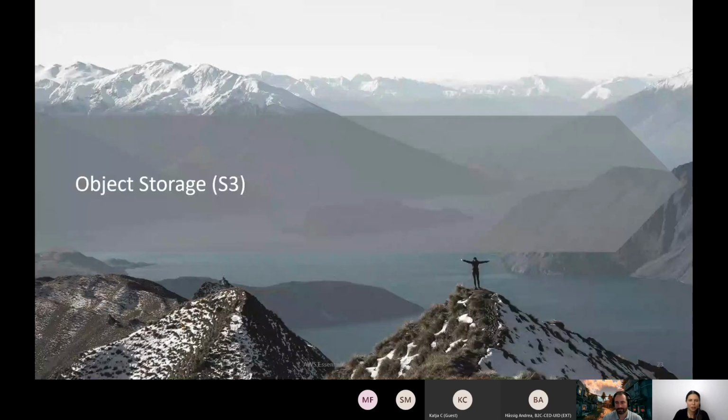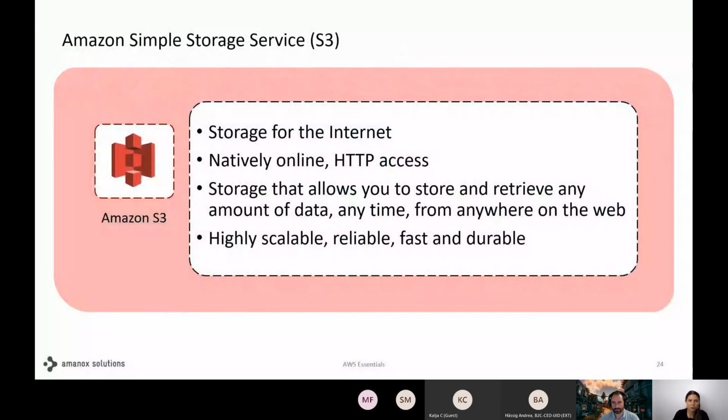And we're going to talk about an object storage service, which is called S3, and it stands for Simple Storage Service. This is designed to make web scale computing easier for developers. It provides a simple web service interface that can be used to store and to retrieve any amount of data at any time from anywhere on the web. It gives everybody access to the same highly scalable, reliable, secure, fast, inexpensive infrastructure that Amazon uses to run its own global network of websites.